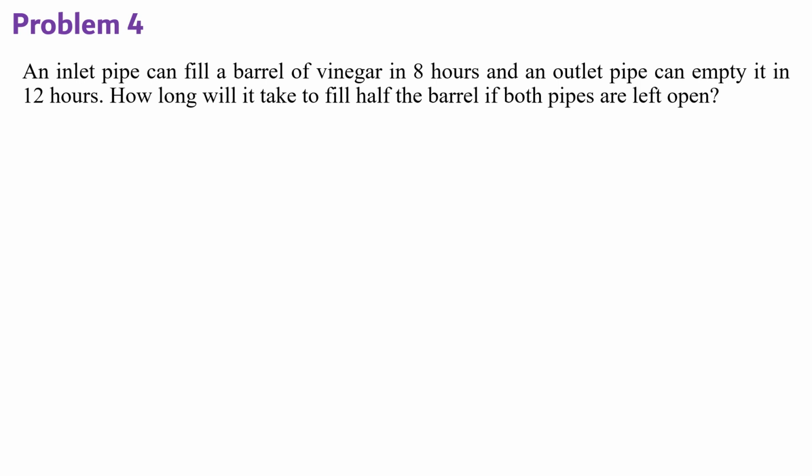Alright, so this is a bit different from the previous 3 problems because the first object, they are both pipes, but the first one is an inlet. It fills the barrel, while the other pipe is an outlet pipe where it will make the barrel empty. So they are opposite to each other. The one is filling in, the other one is emptying the barrel.